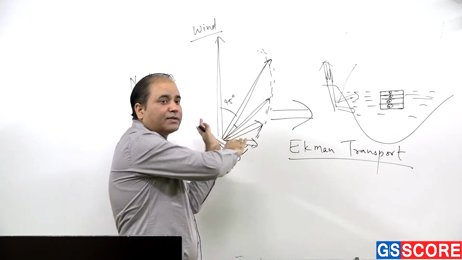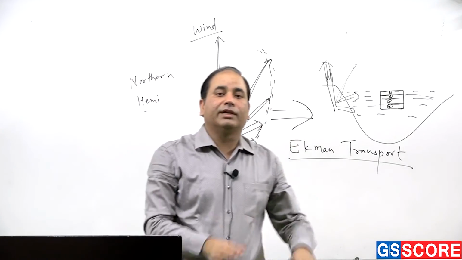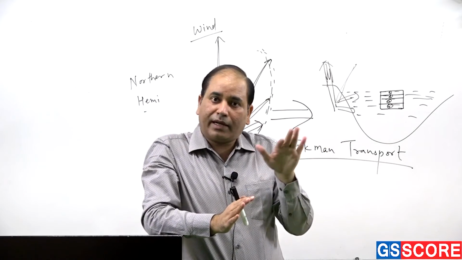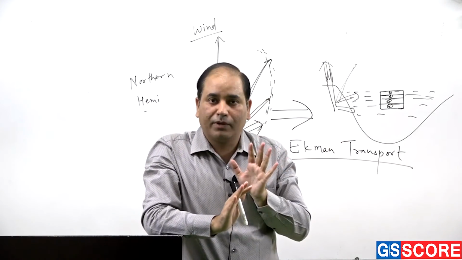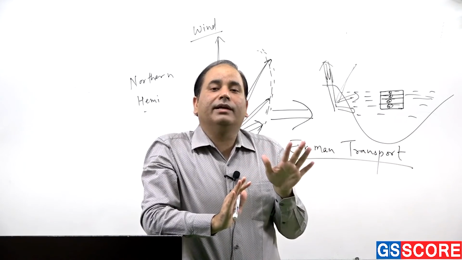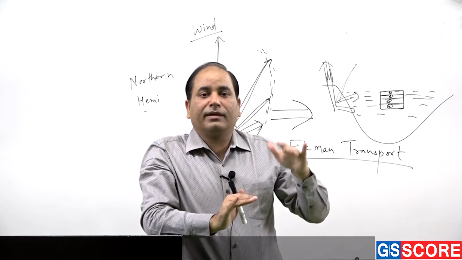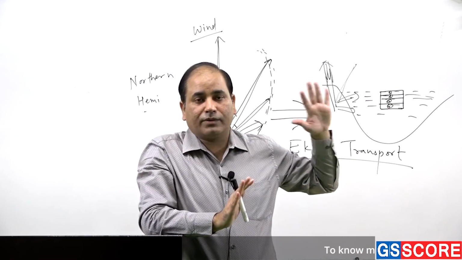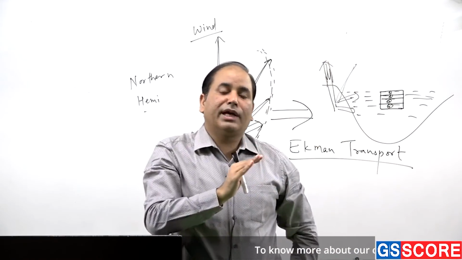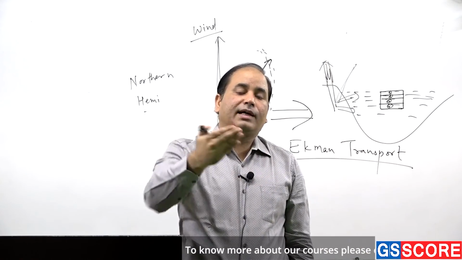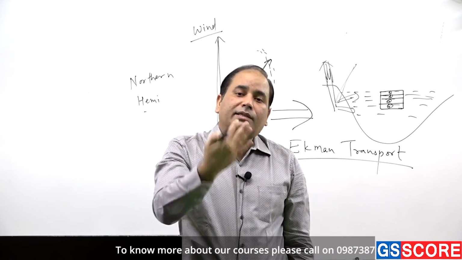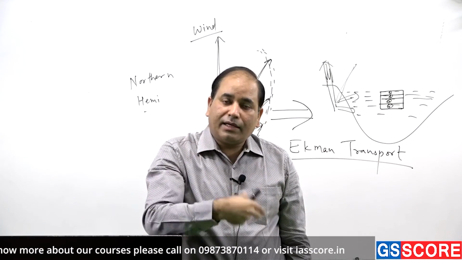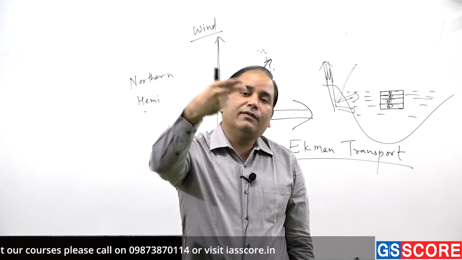So Ekman spiral and Ekman transport are associated with the oceanic current. Oceanic currents are mainly of two types: surface current and deep oceanic current. We are relating Ekman spiral and Ekman transport only to the surface oceanic current. In surface oceanic current, what happens? Wind will transport the energy to the topmost layer, and that topmost layer will transport further energy to its successive layers.